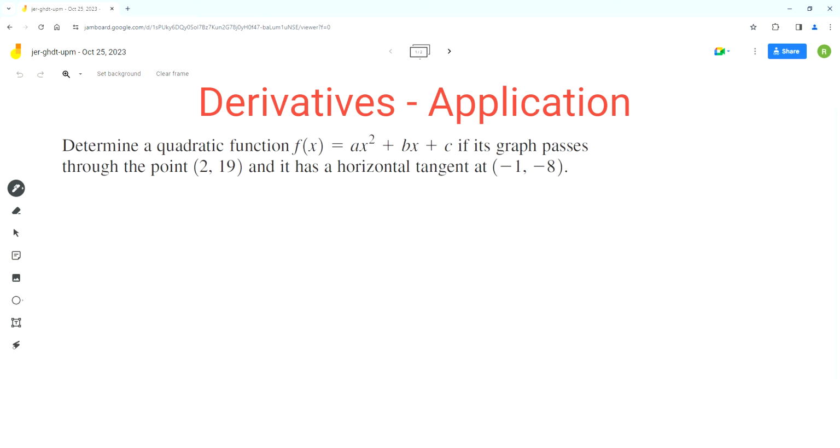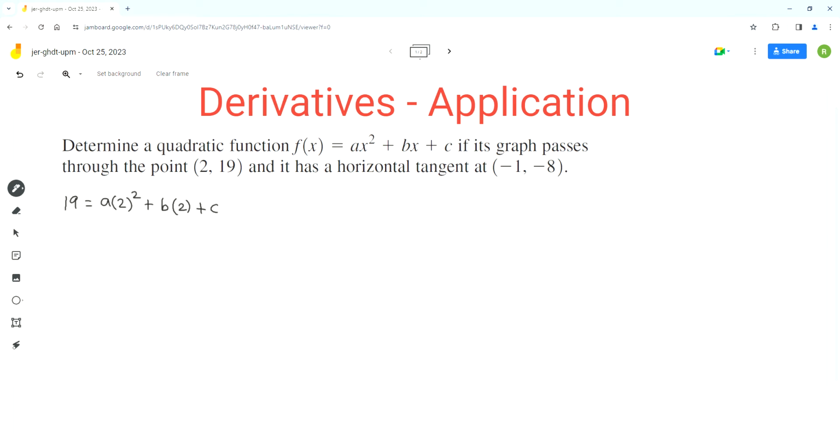So the first step is to use the given point (2, 19). Now this point lies on the function, so we can sub in x as 2 and function value as 19. The idea here is to find the values of constants a, b and c in the given function f of x. So our first step is 19 equals a times 2 squared plus b times 2 plus c.